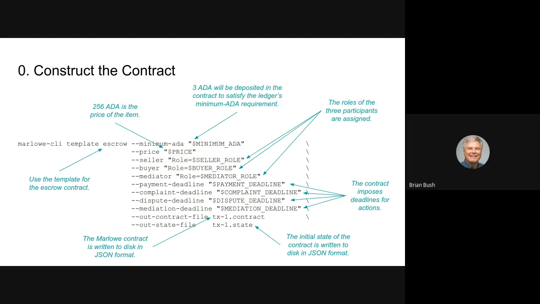And then what this command line tool is going to give us is 2 things. It's going to give us the actual contract and the actual state. And these are both JSON files. So if you run this, you can look inside them and poke around and see what's in there. But basically, you're going to see the contract and you're going to see the initial state.